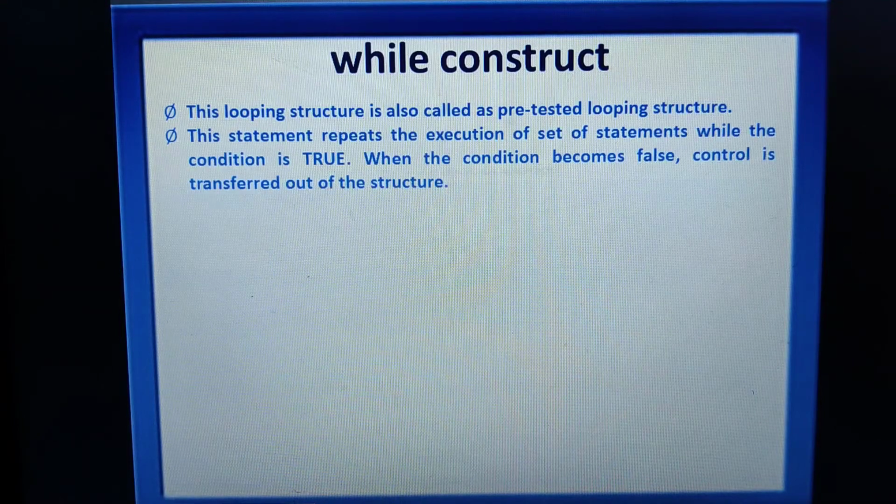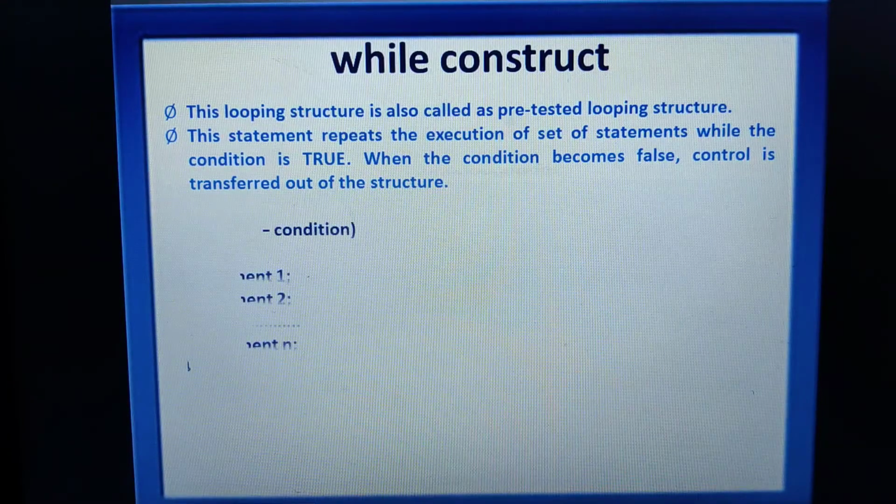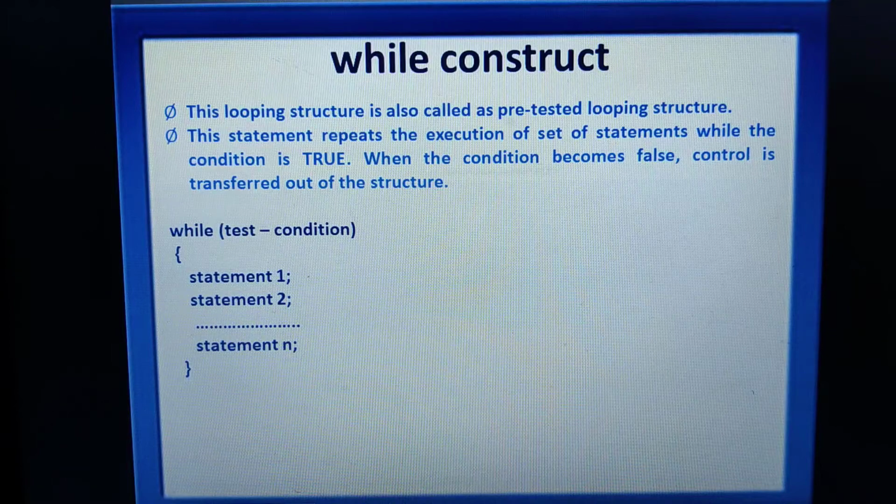Now let me show the syntax here so that you can clearly understand. We refer to the while construct as a pre-tested looping structure because, observe here, we are checking the condition at the beginning of the statements, the beginning of the structure. The set of statements will be executed again and again until this given condition is true.